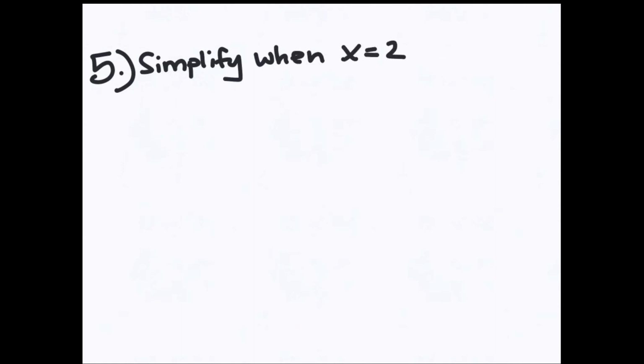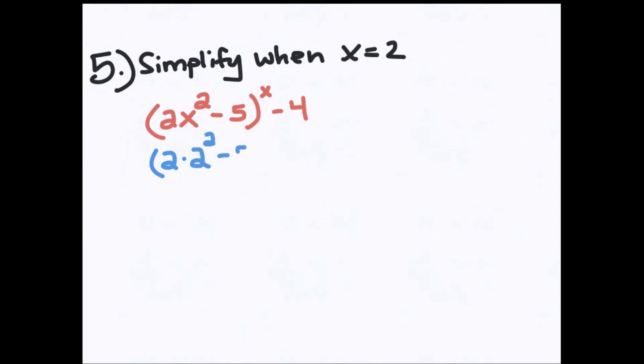Here's our 5th example. We are going to simplify when, we only have one variable this time, x equals 2. So our expression is, in the grouping symbol, 2x squared minus 5, to the power of x, minus 4. Now, x has a value of 2, so we're going to plug 2 in wherever we see x. So it's going to look like this. 2 times, let's plug 2 in for x, raise that to the second power, minus 5, raise that to the second power, minus 4.